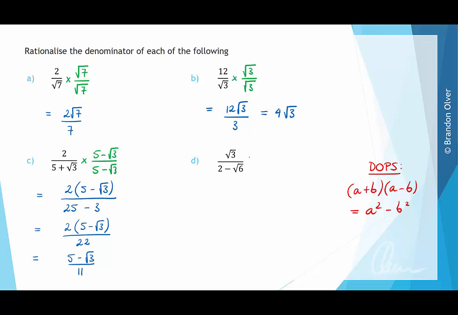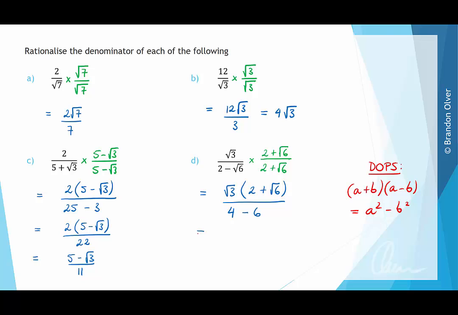For part D, we're going to multiply this by 2 plus root 6, so again we're using the DOPS expansion. So instead of having a negative sign here, we need a positive sign, so we flip the sign on the surd to rationalise this. And then multiplying across the top line, we'll have root 3 times 2 plus the square root of 6. And then on the bottom line, using this DOPS pattern, we have 2 times 2 is 4. And then we have minus the square root of 6 times the square root of 6, which will give just negative 6.